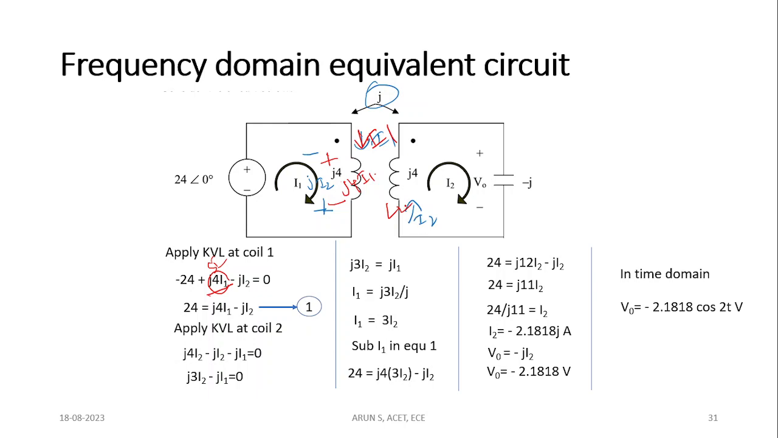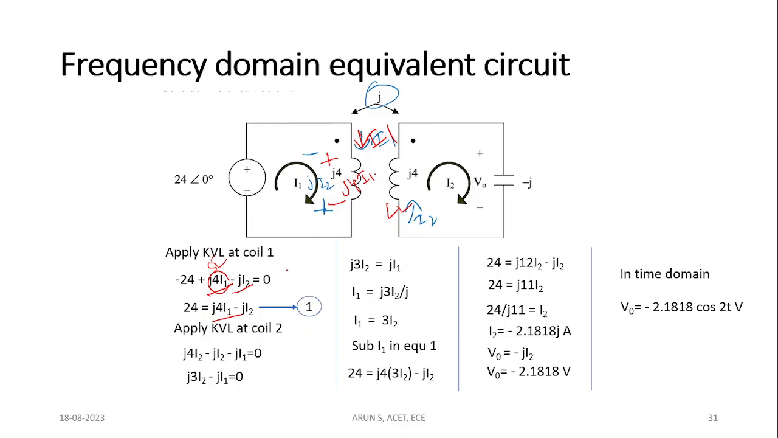Okay, I2 is entering the undotted terminal, so there will be voltage generated in the nearby coil. Positive will be at the undotted terminal and negative will be here. Comparing the current direction, the current is entering negative and leaving positive, so it does not obey the passive sign convention. So it will be minus j I2 equal to 0. I am rearranging it to write equation number 1.